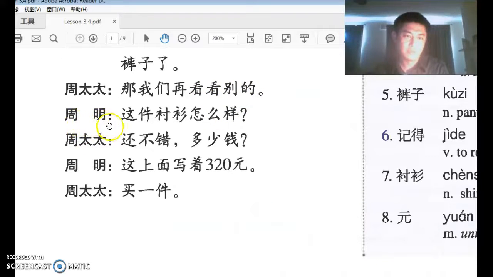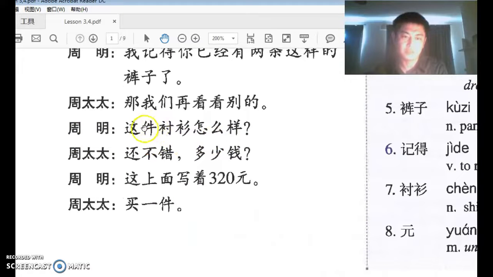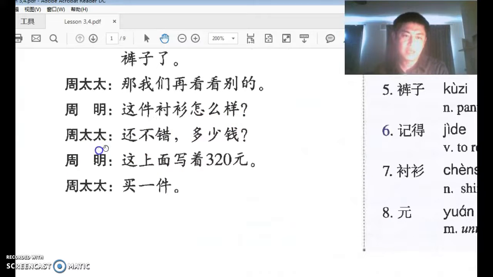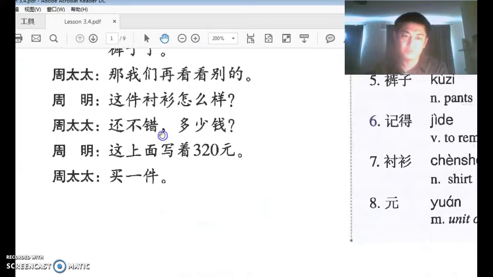周明 says, 这件衬衫怎么样? 这件 is a measure word. 衬衫 is a shirt, usually a long sleeve shirt. 怎么样 is how about? And 周太太 says 还不错, not wrong, means good. 不错 is very soft. Still not bad means that's not bad. Or we say 还可以, we learned that before. That also means the same thing.